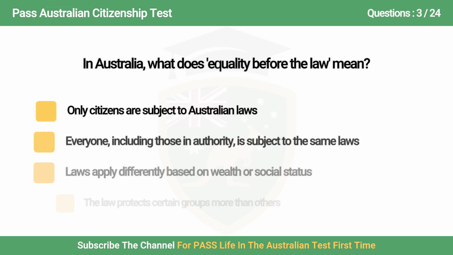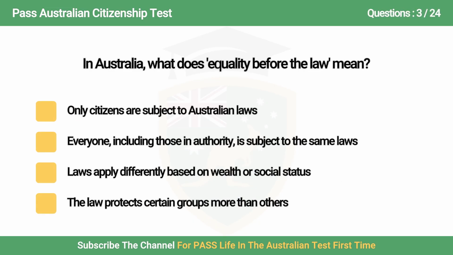Question 3. In Australia, what does equality before the law mean? A. Only citizens are subject to Australian laws. B. Everyone, including those in authority, is subject to the same laws. C. Laws apply differently based on wealth or social status. D. The law protects certain groups more than others.